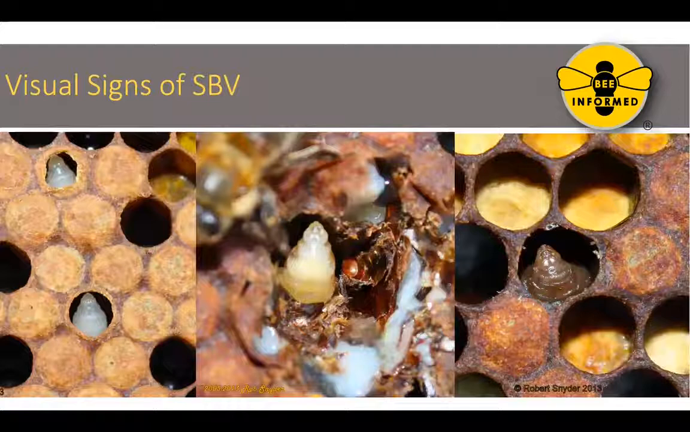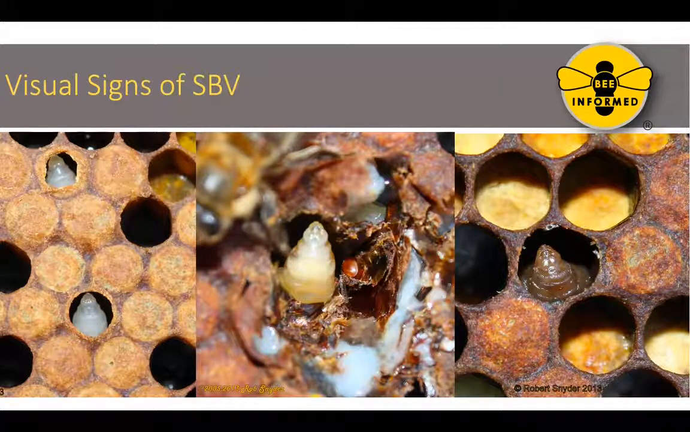And lastly, the final visual sign of viruses is this underdeveloped pupil head. It's usually uncapped and it presents itself like in the photos here on the slide. This is often a sign of sacbrood virus. But here again, one needs to be really careful about making a hasty diagnosis because it can also be an early sign of chalkbrood.